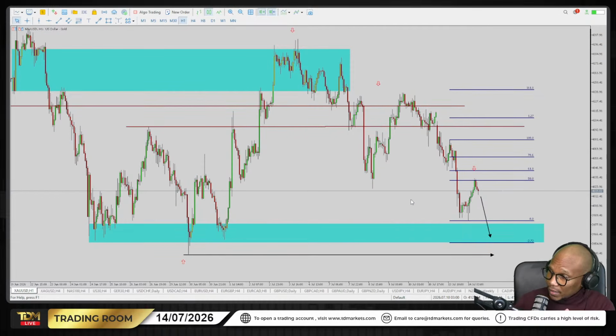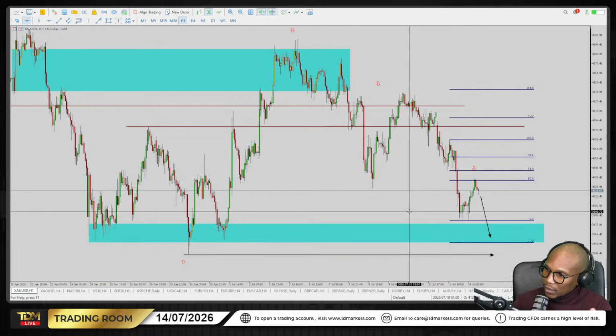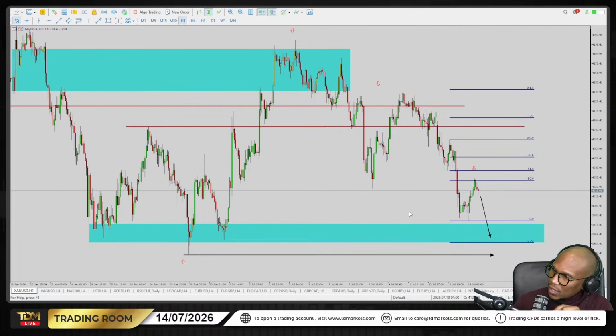Now remember, there is CPI today. Depending on what it does, it might change this. All the dollar pairs we're going to look at, guys, CPI might change those movements. Not necessarily long term, but just short term. And price might resume maybe later on, so just keep that at the back of your mind.